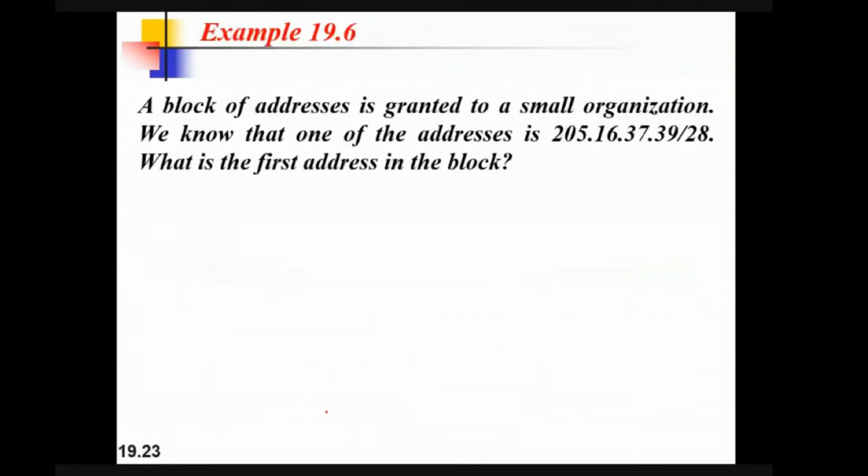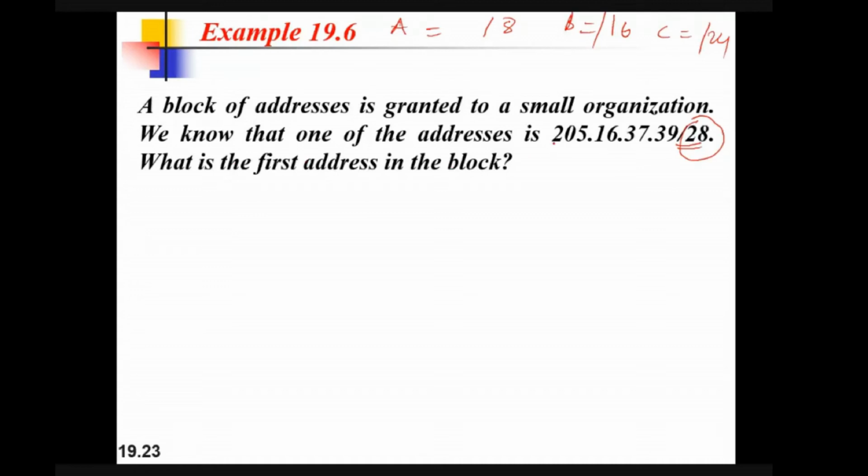A block of addresses is granted to a small organization. We know that one of the addresses is 205.16.37.39/28. So this is classless addressing. What is the first address in the block? Now this is important: this mask is different from the default mask. Class A default mask is /8, class B default mask is /16, and class C default mask is /24. But this one is different. It is /28. So what is the first address in the block?